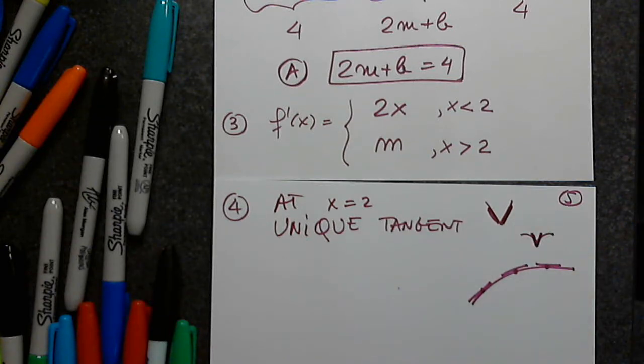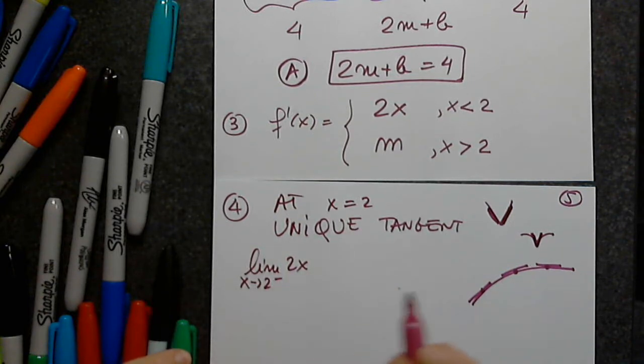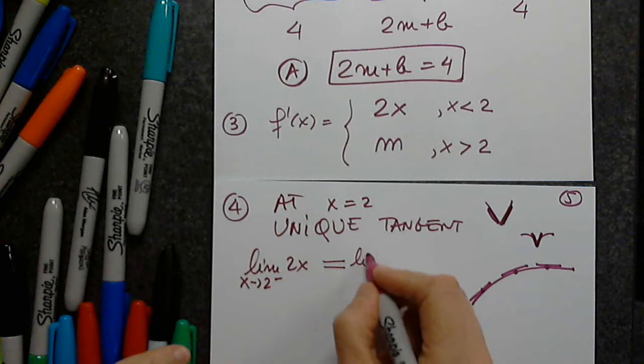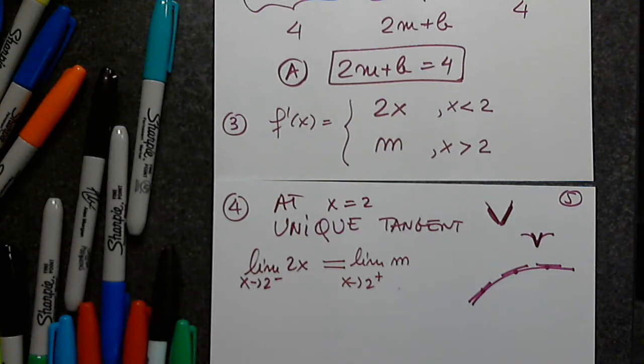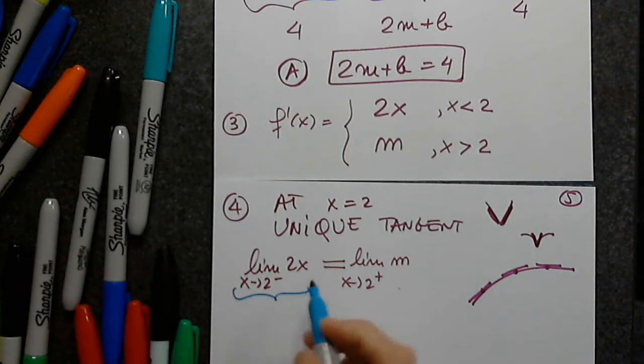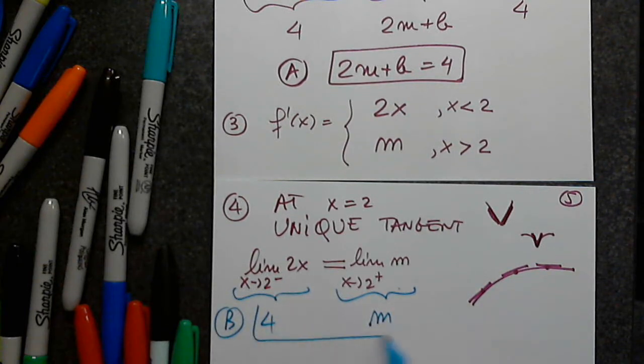Right? So I have to make sure that the limit of 2x as x approaches 2 from the left equals the limit as x approaches 2 from the right of m. m equals 4. Exactly. And that will guarantee just one tangent at x equals 2. Very good. So what is this? 4. What is this? 4. Well, m. Very good. And this is my condition B.